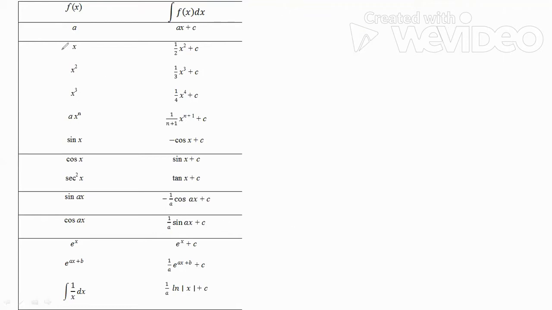Let's look at x. What happens when we integrate x? When we integrate x, we get this. Let me explain, because this part is very important. x is actually x to the power of 1. When we're integrating, all we need to do is add 1 to the power. And whatever sum we get, we reciprocate that sum and multiply it by the original term. So 1 plus 1 is 2, so we reciprocate 2, which is a half, and we write back x squared over 2 plus c.